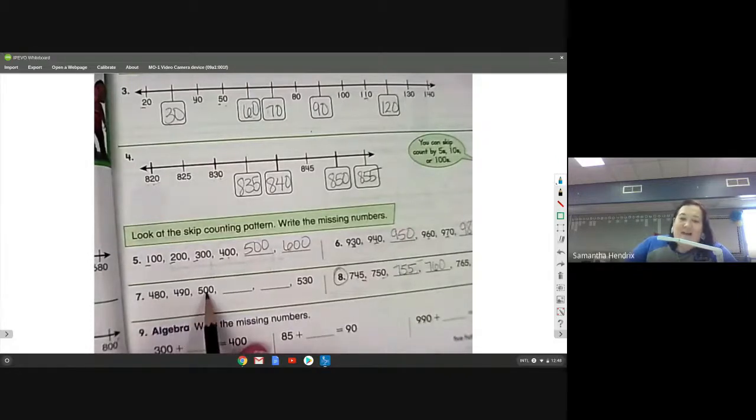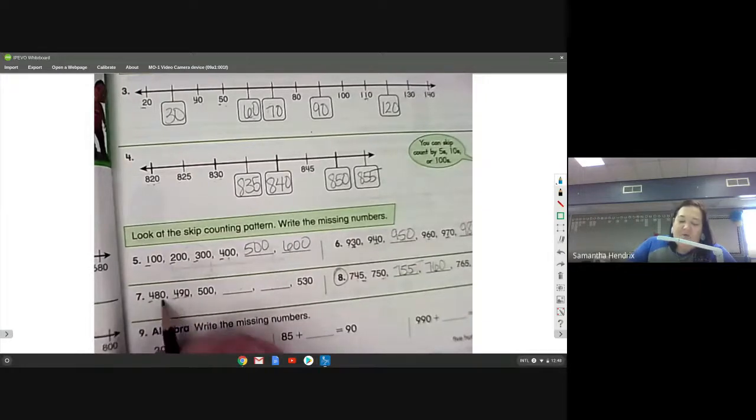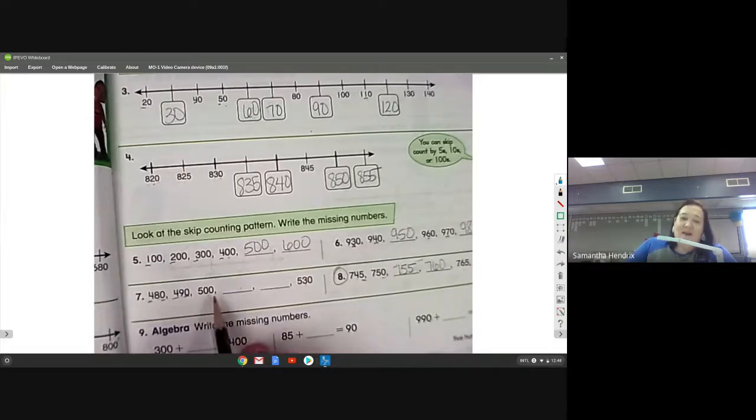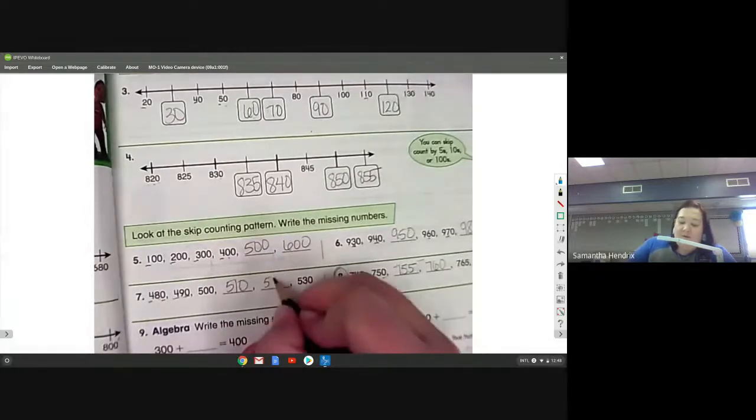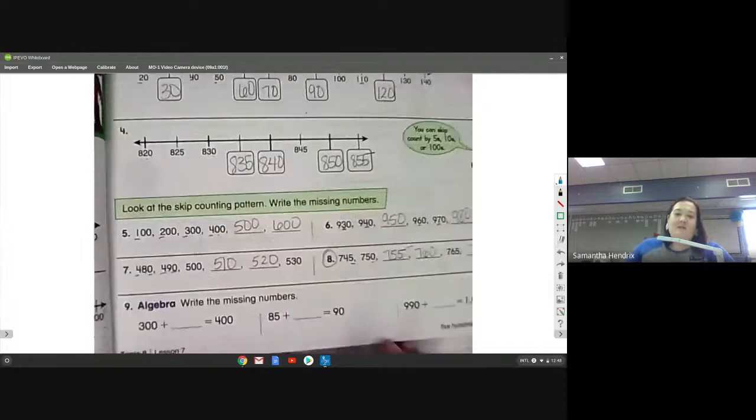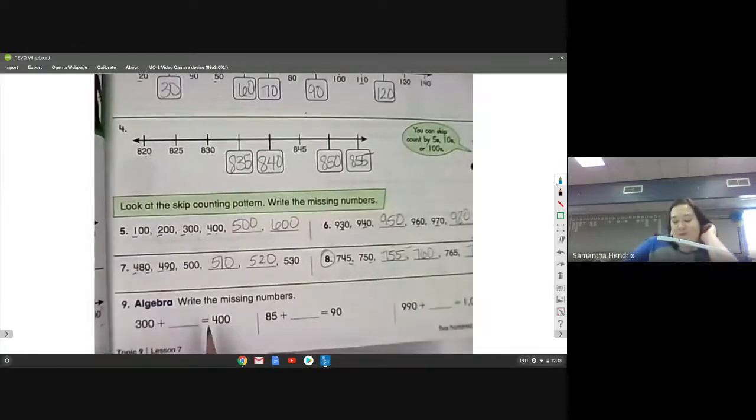480, 490, 500, blank, blank, 530. So right here, our hundreds and our ones are the same, and it looks like we're increasing, okay? 490 plus 10 is 500. So what's going to come after 500 if we're counting by tens? 510, 520, okay? Let's look down here at the missing number. We want to get from 300 to 400. What do we need to add? How much does this need to go up? Hundreds place, which is how many? 100.